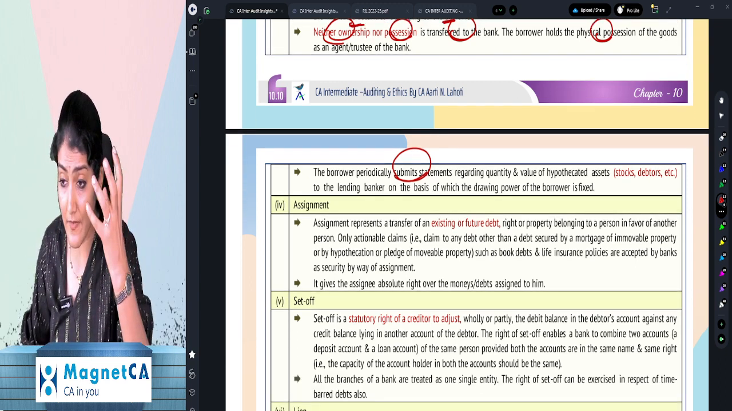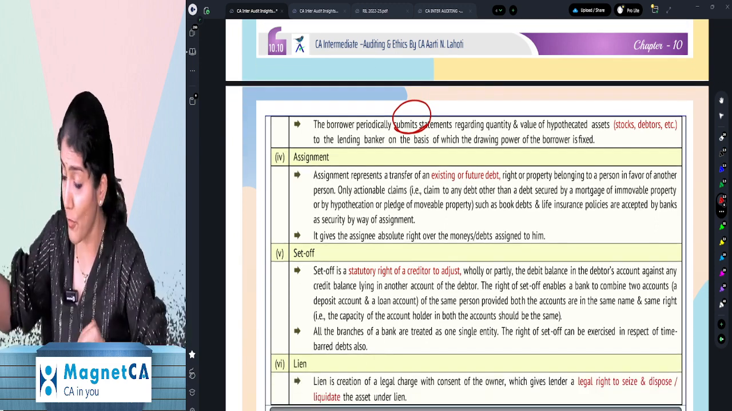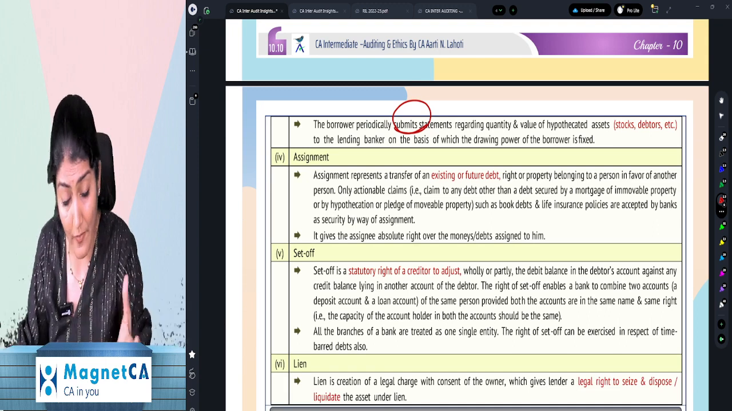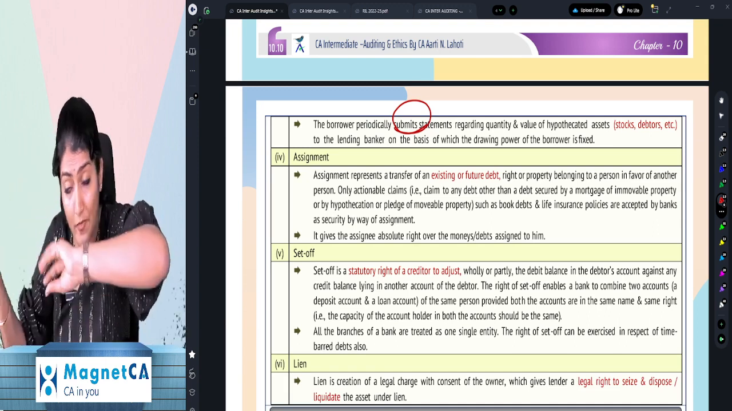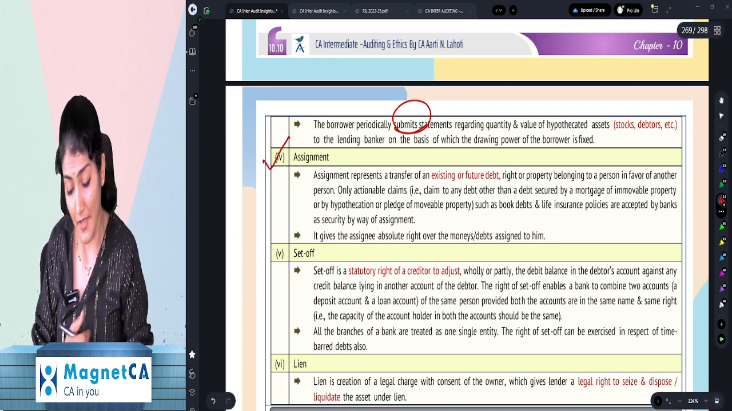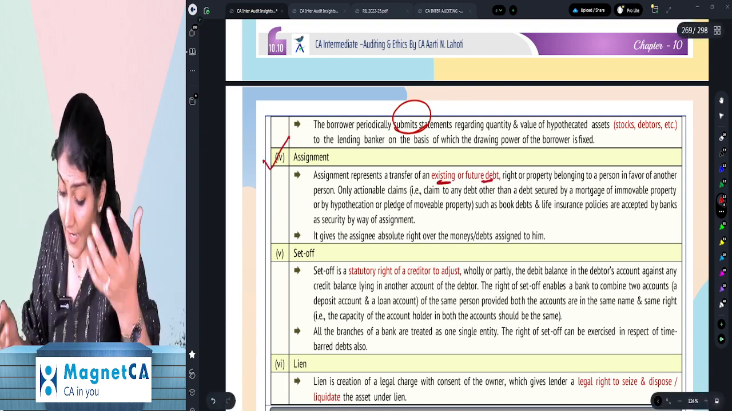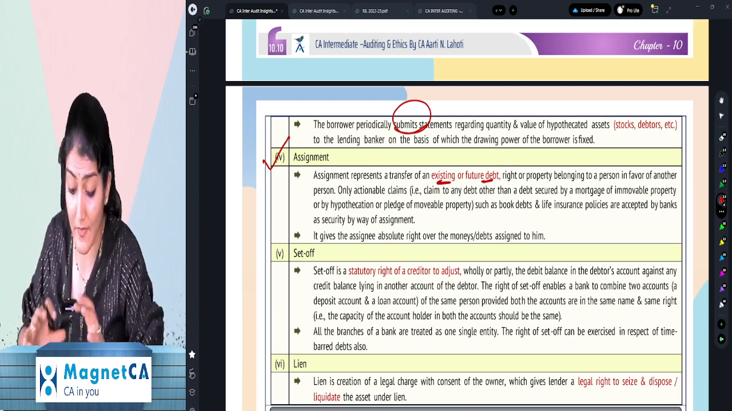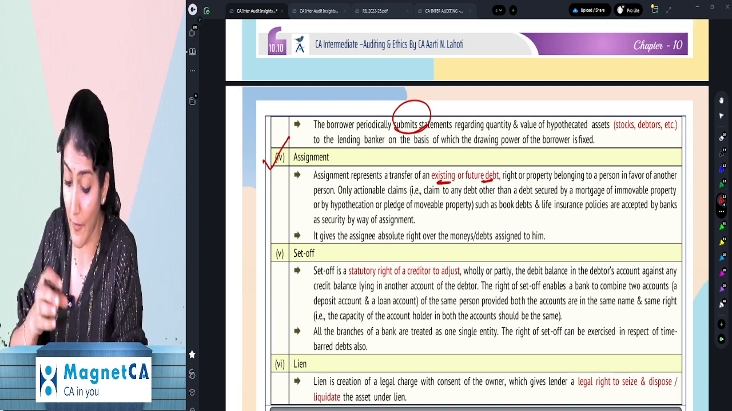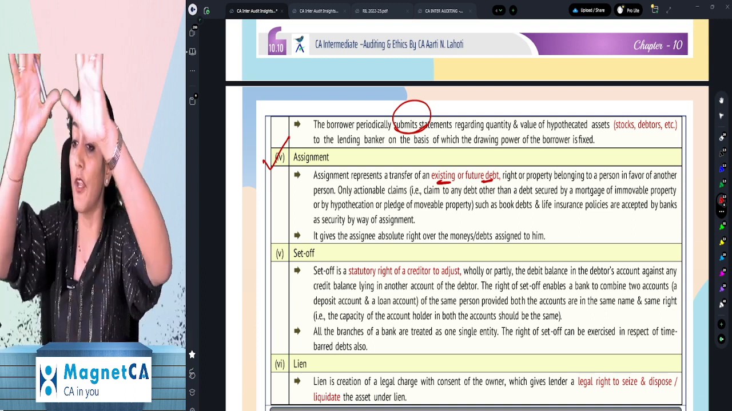You are going to receive the money from a particular debtor. Say after 2 months, a debtor is going to pay you. So that future receivable of yours, you give it as a security to the bank. That is called the assignment. Assignment represents a transfer of an existing or a future debt, or property belonging to a person in favor of another person. You say after 2 months, this debtor is going to pay me. So this you give it as a security to the bank.